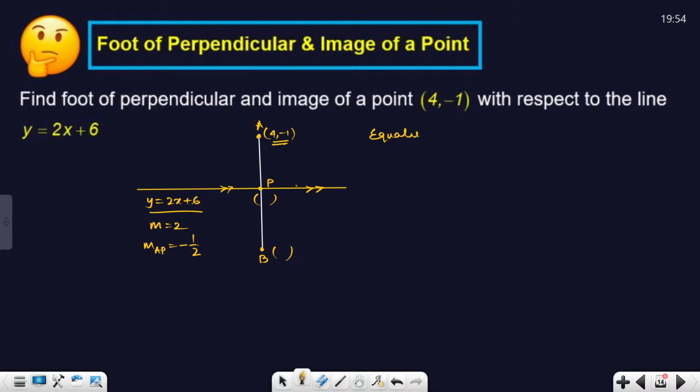What is the equation of AP? Using slope point form, y minus y1 equals m into x minus x1, the equation will be 2y plus 2 is minus x plus 4. So x plus 2y is 2. This is the equation of the line AP. Now, if I solve this line and this line, we are going to have the point of intersection P.